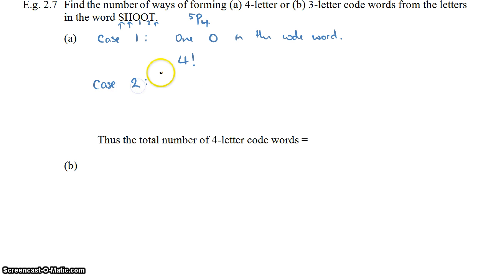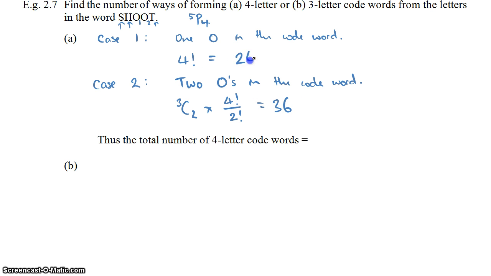What about case number 2? Well, that would then be 2 O's in the code word. How do I do this? Well, if I've got both of my O's in there, I then have to take 2 of S, H, or T. So we'll learn this notation called 3 choose 2 in the next section, but it means from S, H, and T, from 3 letters, choose 2 of them to be in my code word along with the 2 O's, and then I would have 4 factorial over 2 factorial ways of arranging these 4 letters, and that is 36. Same way, 4 factorial is 24, so 36 plus 24 is 60.